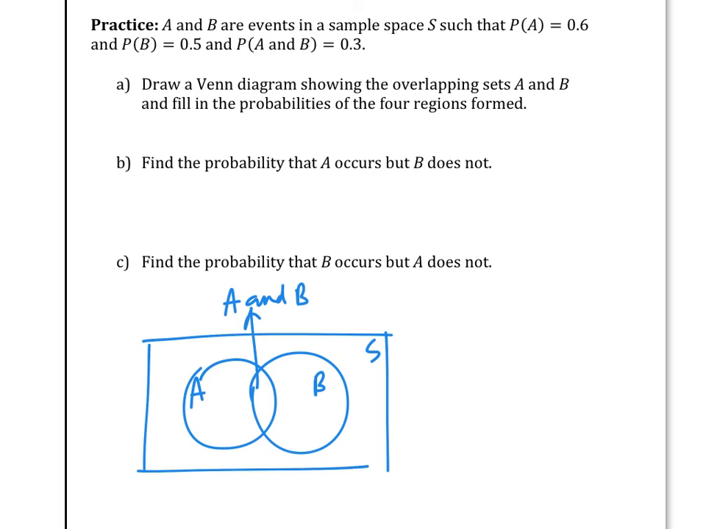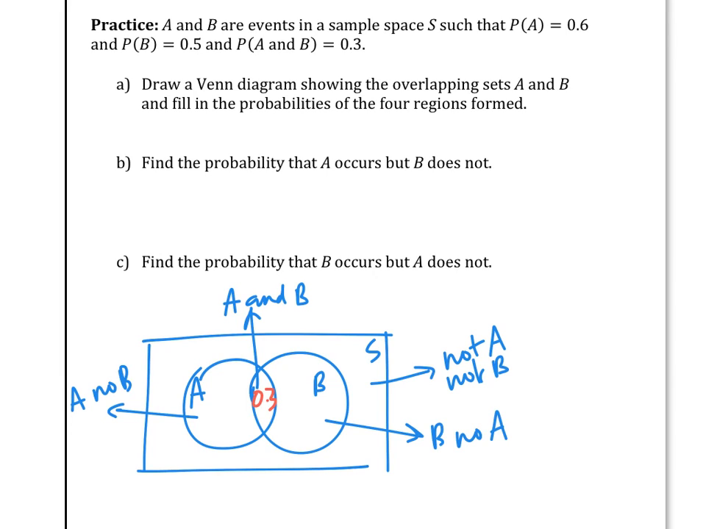All right, so we know that this part, A and B, is 0.3, because that's what they told us. The question is, what do the rest of these places mean? Well, this part means B and no A. This is just B by itself without any A. This part is A, no B. And then the question is, what is the rest? Well, it's just not A and not B.